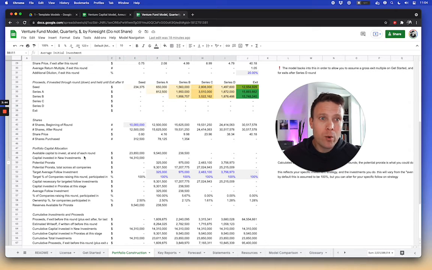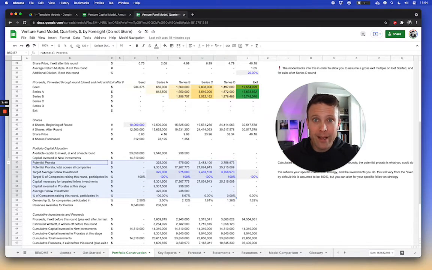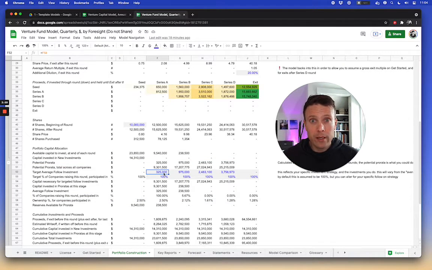But what I usually want to do is detail out a strategy that says, okay, based on my individual strategy in terms of what I'm doing in follow-ons, what am I going to do? The default assumptions are set, as I explained before, just for simplicity. But the assumptions here allow you to create an additional layer of complexity. So if you choose to deviate from that default assumption, it's very easy to do so.